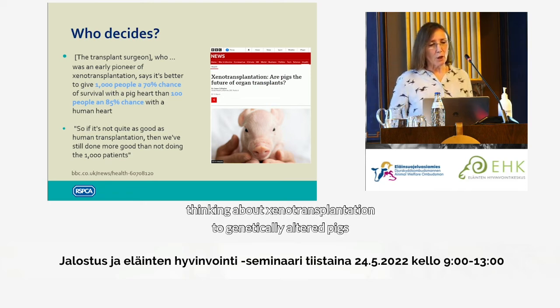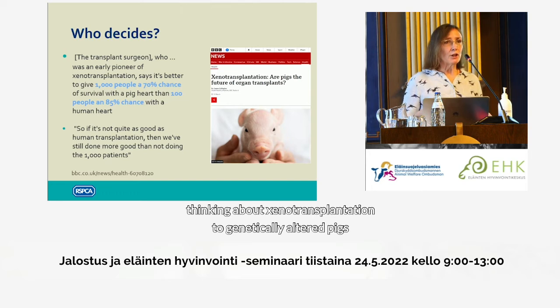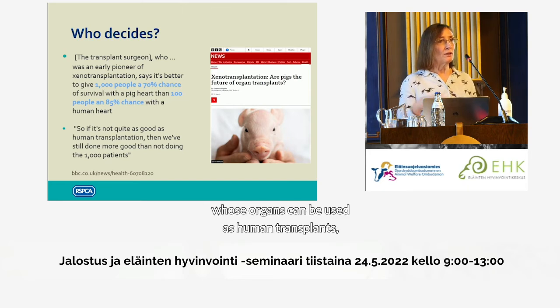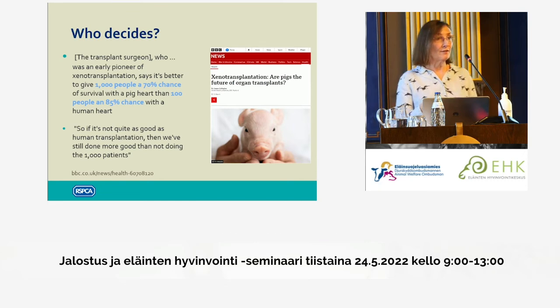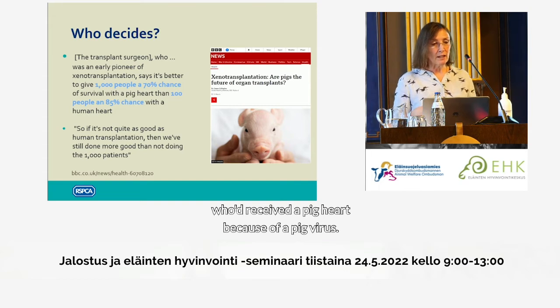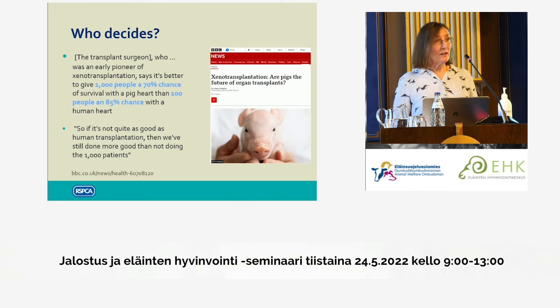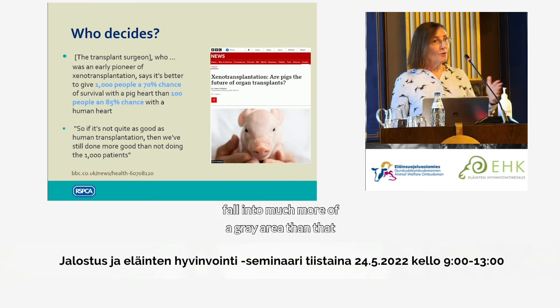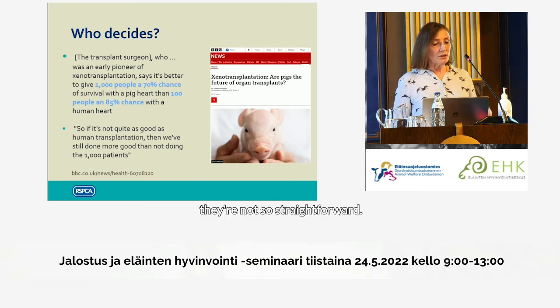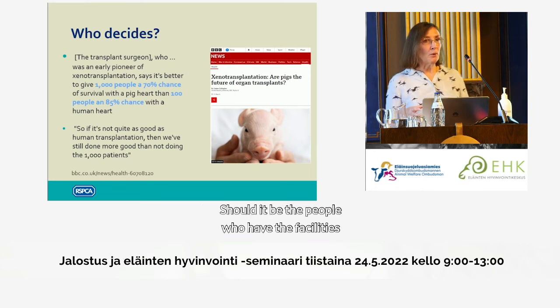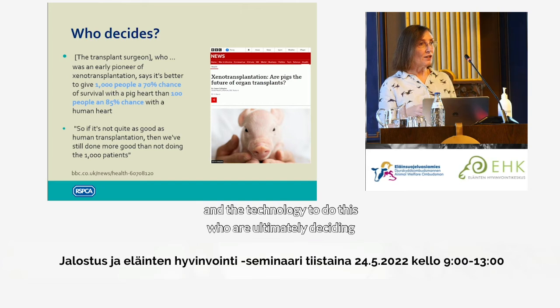So here's another example, thinking about xenotransplantation, so genetically altered pigs whose organs can be used as human transplants, although somebody did pass away in the States recently who'd received a pig heart because of a pig virus. So this surgeon says it's better to give 1,000 people a 70% chance of survival with a pig heart than 100 people an 85% with a human heart, which makes sense, and I think a lot of people would probably agree with that. But some of the other examples I've shown you fall into much more of a grey area than that. They're not so straightforward. Should it be the people who have the facilities and the technology to do this who are ultimately deciding what should be done?